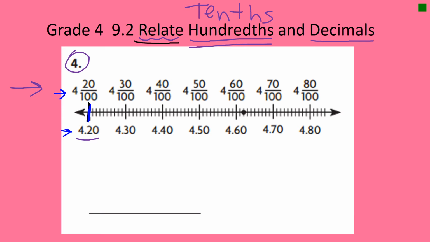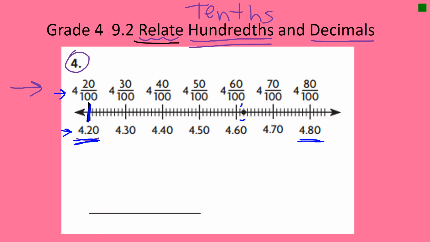How do I read this one? 4 and 20 hundredths. All right, so let's just jump up here and read the directions first. It says for number 4, write the fraction or mixed number and the decimal shown by the model. Okay, so here is our point right there. It goes from 4 and 20 hundredths to 4 and 80 hundredths. And there are lots and lots of things marked in between, right?